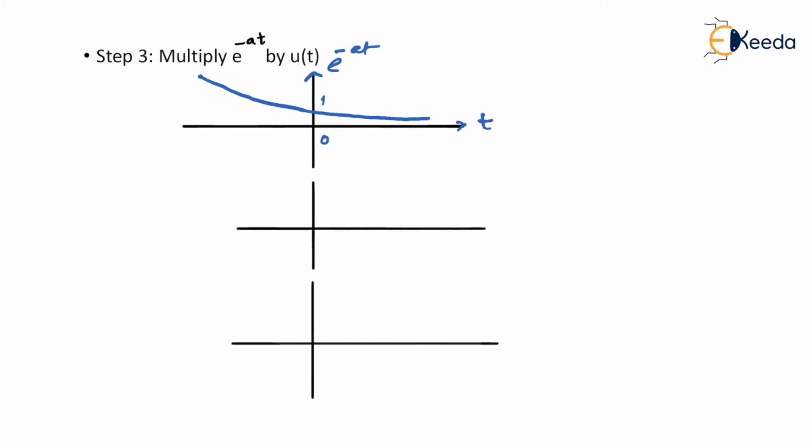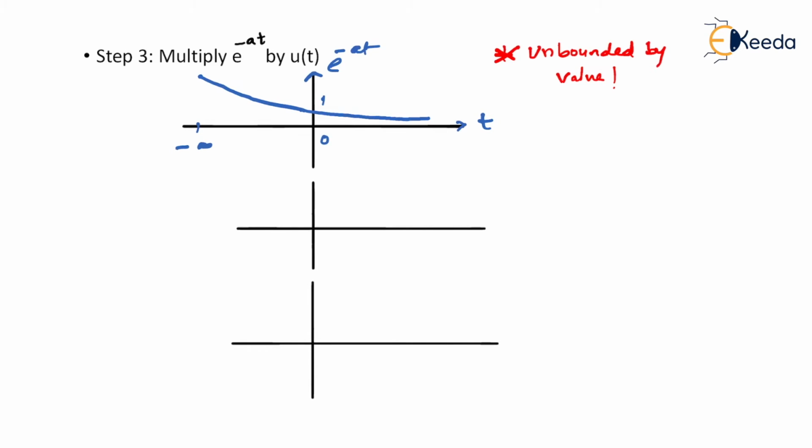The nature of this curve is that it is unbounded by value. The reason I'm saying it is unbounded by value is that at t tending to minus infinity this amplitude becomes infinity, and whenever amplitude is infinity it is crossing the boundary. In that sense we say it is unbounded by value. So I'll write the nature of this curve: this e to the power minus at curve is unbounded by value.